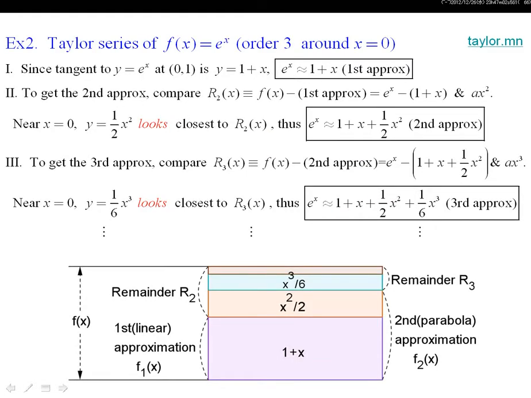The second example, and this is the last example of my presentation. Taylor series of f(x) equals exponential x, order 3, around x equals 0. The tangent line to y equals exponential x at point (0,1) is y equals 1 plus x. So the first approximation is 1 plus x. And to get the second approximation, you have to subtract the first approximation like we did in example 1.